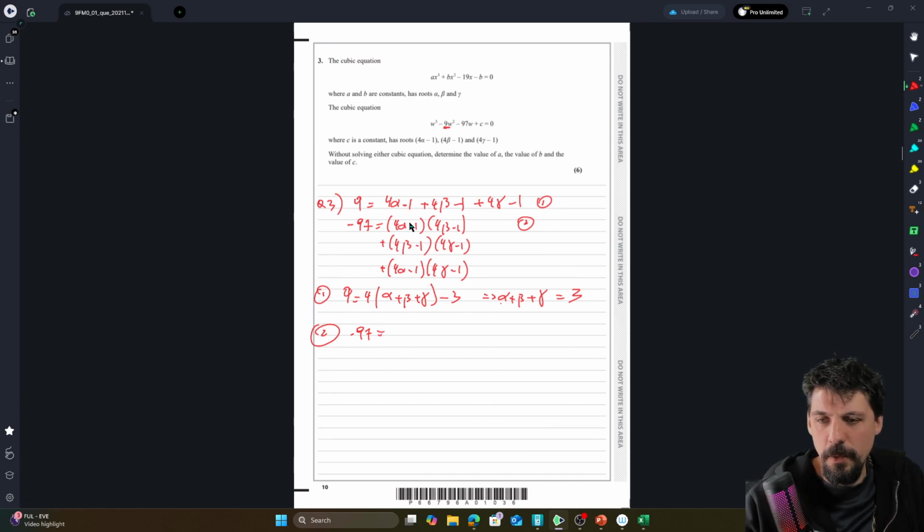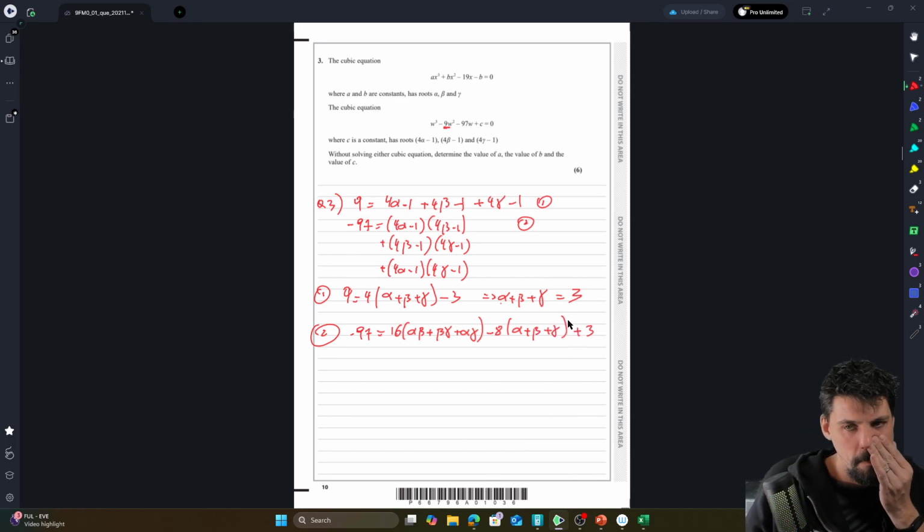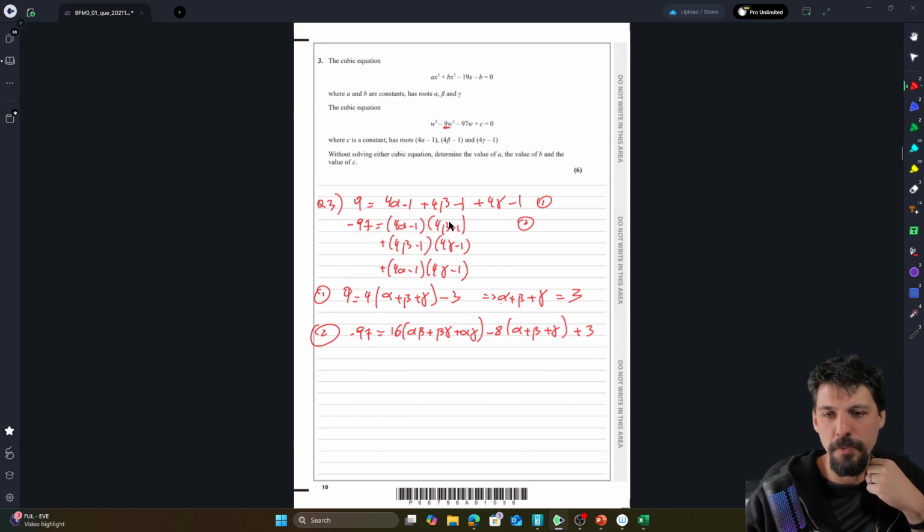Well, if we look at this, when I expand this out, what am I going to get? I'm going to get the 4 alpha times 4 beta. So I'm going to get a 16 alpha beta plus beta gamma plus alpha gamma. I'll get a minus 4 from each. So I think if you expand all of this out, I'll get a minus 8 alpha plus beta plus gamma. And then I'll get a plus 3. Yeah, because each bracket will give me a 4 alpha, a 4 beta, 4 beta, 4 gamma, 4 alpha, 4 gamma.